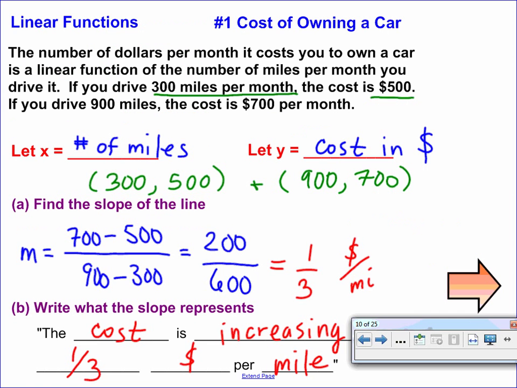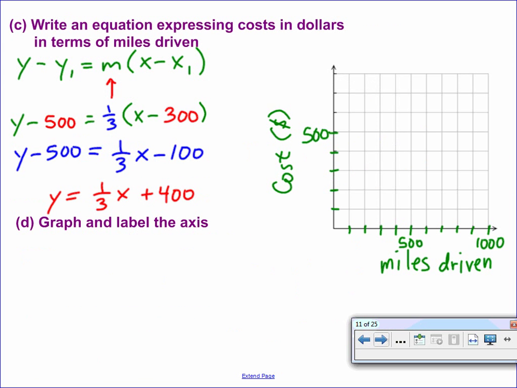So we've got 300 comma 500. Everybody plot it. 300 comma 500. We've got 900 comma 700. Everybody plot it. And I can even see my y-intercept. My y-intercept in slope-intercept form was 0 comma 400, so it should match up if I included that as well.